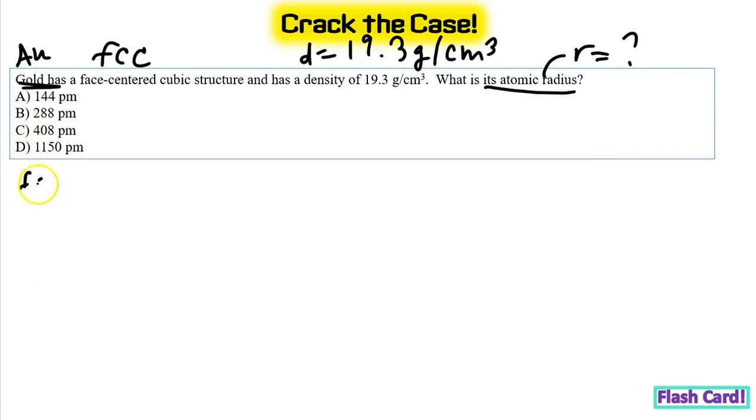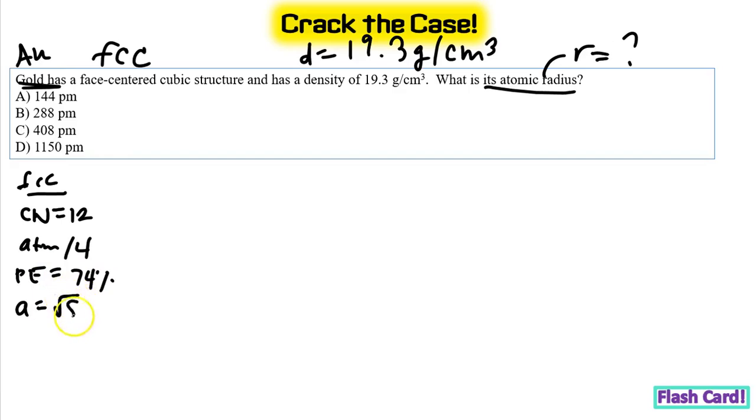So FCC, we know that it's going to have a coordination number of 12. The number of atoms is going to be 4. It's going to have a packing efficiency of 74%. And an edge length of square root of 8 r. So that means our radius is going to equal the edge length over square root of 8. So this is what we're trying to look for, our radius. That means we have to find our edge length. So far, we're only given density.